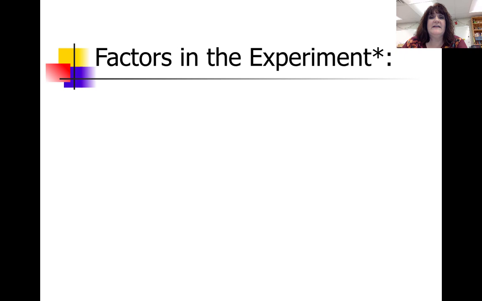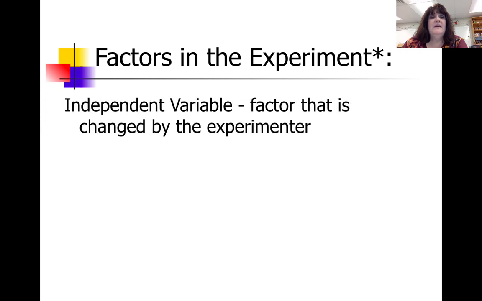So let's look at those factors in the experiment. First, you have the independent variable. This is the factor that is changed by the experimenter. Now, most of the time for us, the independent variable is time. Right? We had velocity-time and acceleration-time and distance-time.